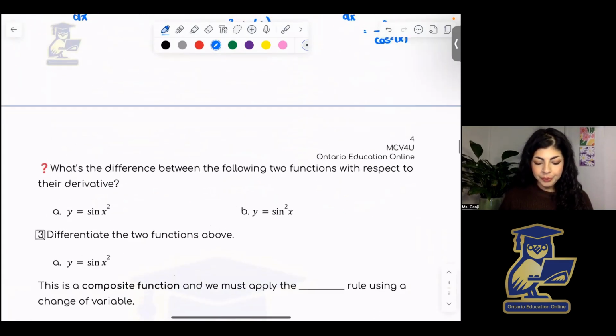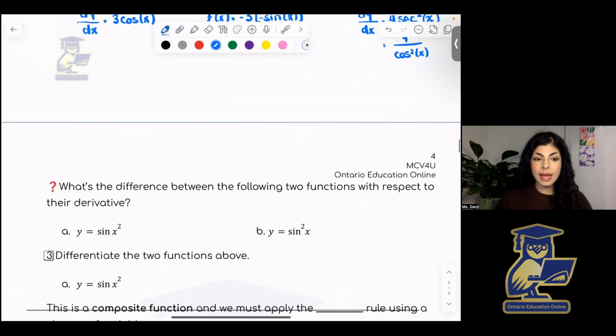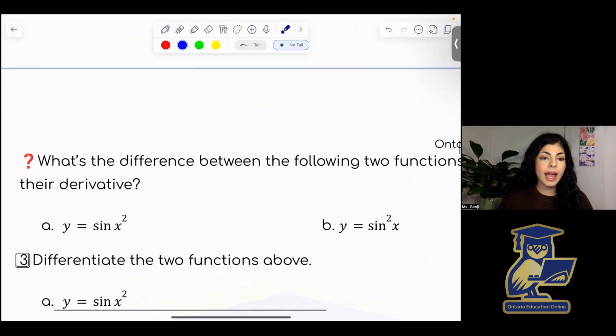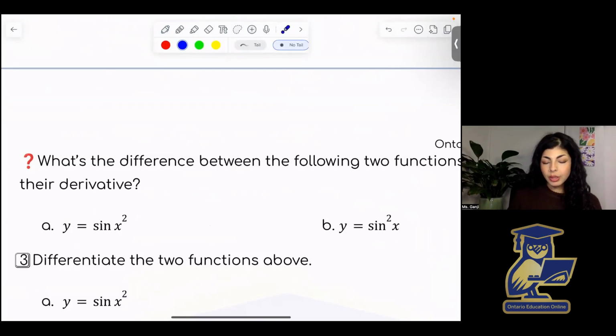Okay, now looking at these two examples, we have first y equals sine x squared, and in this one we have y equals sine squared x. And what's the difference between these two functions, and how do you think that difference plays a role in finding their derivative? Are they going to have the same derivative, or is it going to be different? So let's start by differentiating each of them and compare.